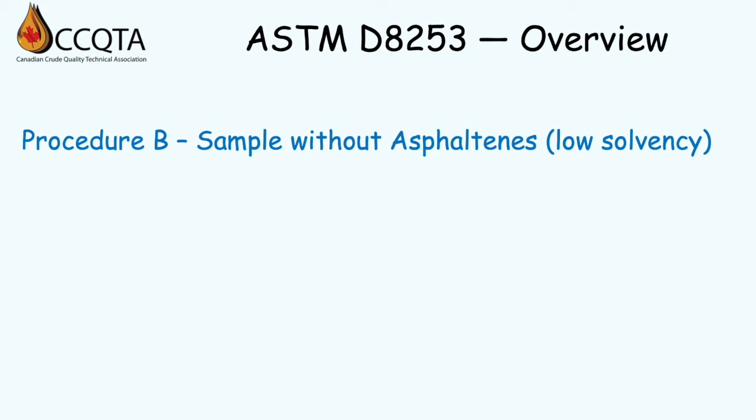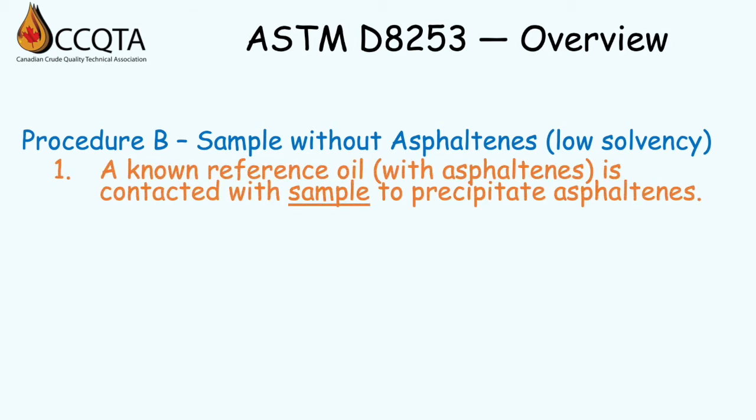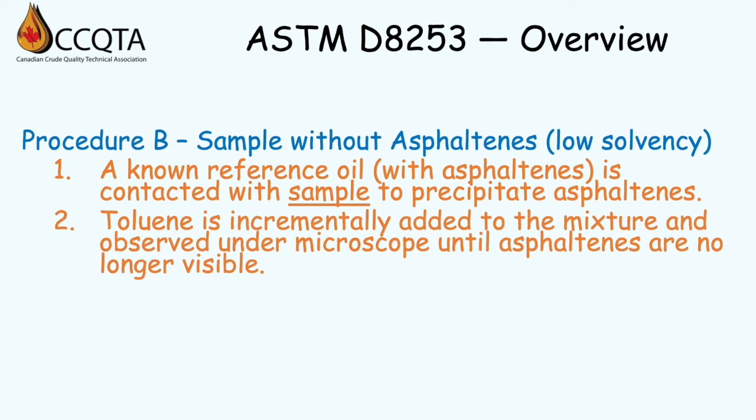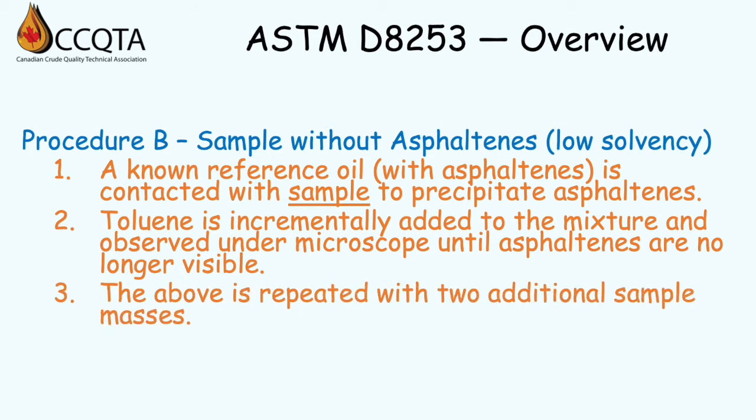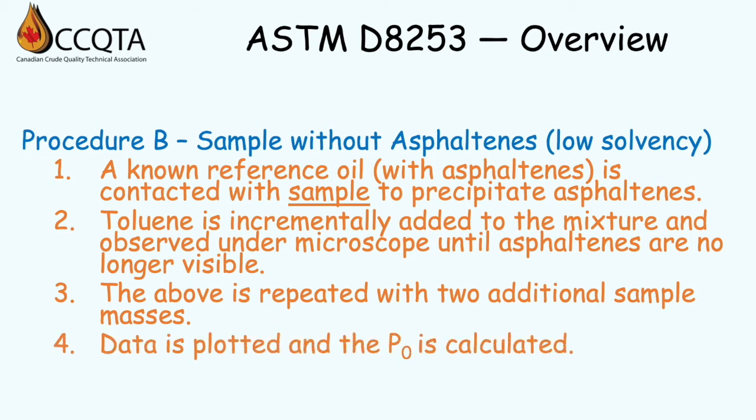In Procedure B, for samples without asphaltenes having low solvency, so acting like heptane, a known reference oil with asphaltenes is contacted with sample instead of heptane to precipitate asphaltenes. Then toluene is incrementally added to the mixture and observed under the microscope until asphaltenes are no longer visible. As before, the above is repeated with 2 additional sample masses, and the data is plotted, and only the P0 is calculated because there was no asphaltene, so you cannot have an FR max.